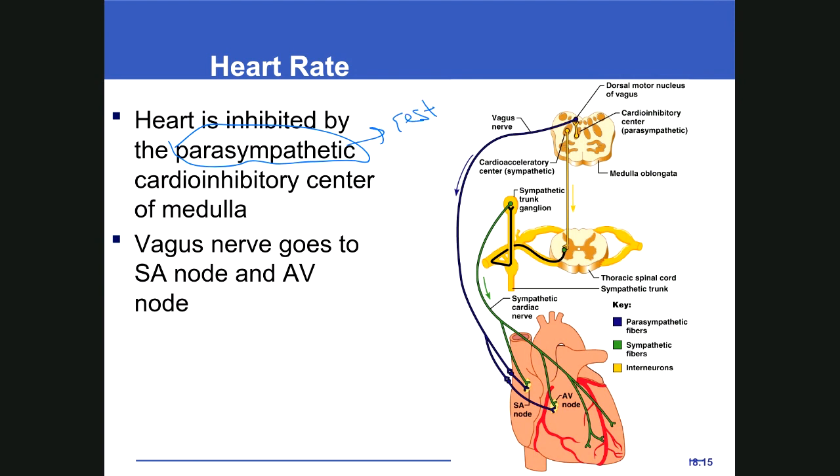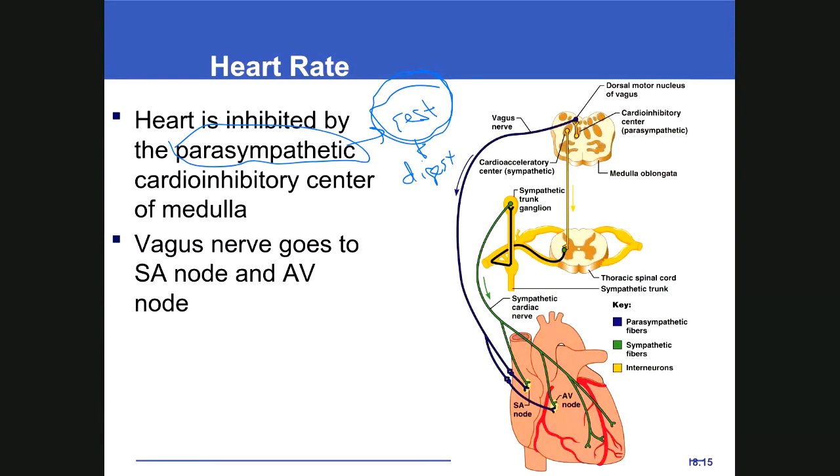Rest and digest. So what does that mean? You're resting. That means you're taking a break, you're relaxing, you're sleeping, you're doing something like that. So what do you think happens to your heart rate when you rest? Does it go up or go down? That's exactly right.